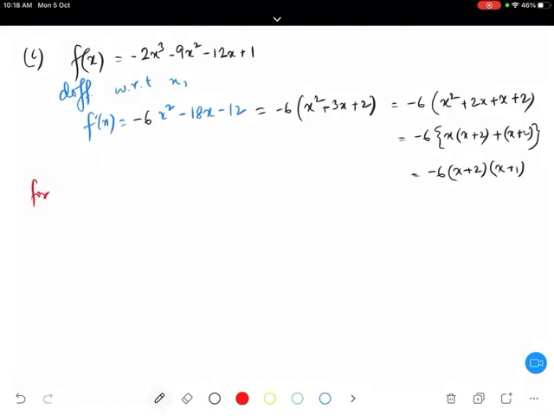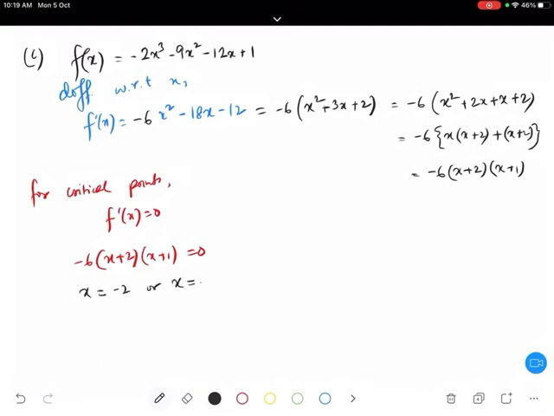So for now, my next step will be for critical points. For critical points, f dash x equal to 0. So what do you get? Minus 6 x plus 2 x plus 1 equal to 0. So from here, what are the values of x we got? The values of x are x is equal to minus 2 or x is equal to minus 1. So these are the two critical points you got.